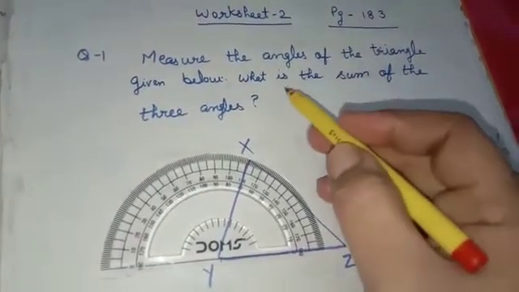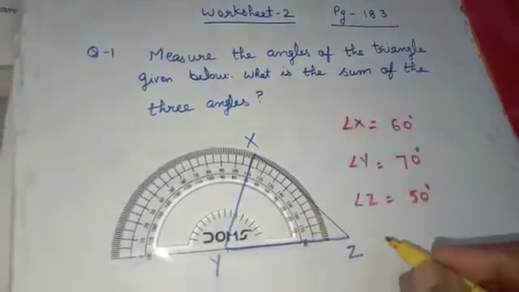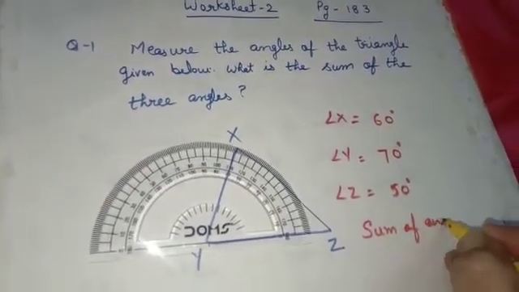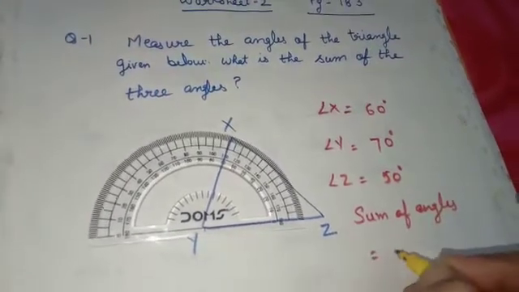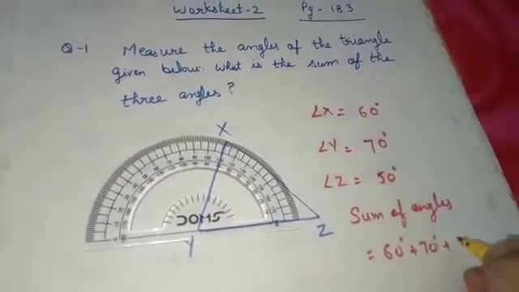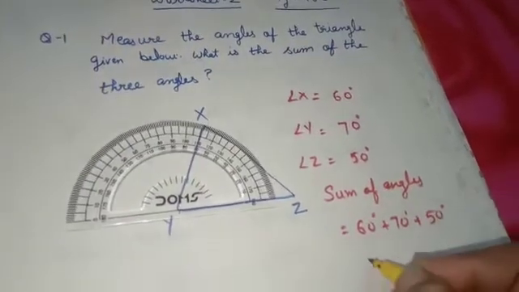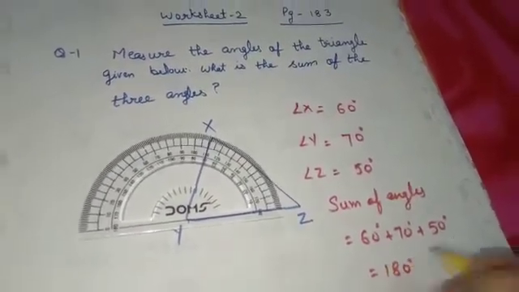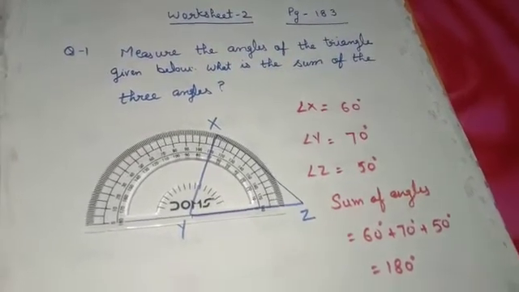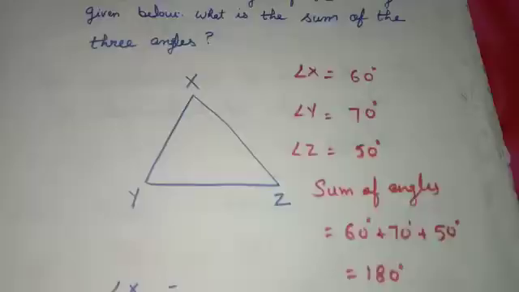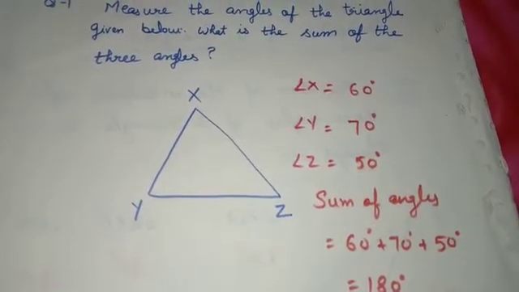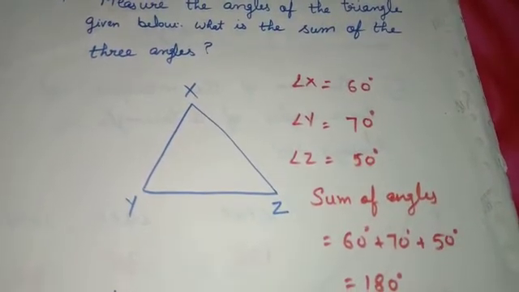Then we are asked, what is the sum of the three angles? Here we will find the sum of angles. This equals 60 degrees plus 70 degrees plus 50 degrees, which is 180 degrees. The sum will always be 180 degrees. This completes our question number 1. Now let's start question number 2.